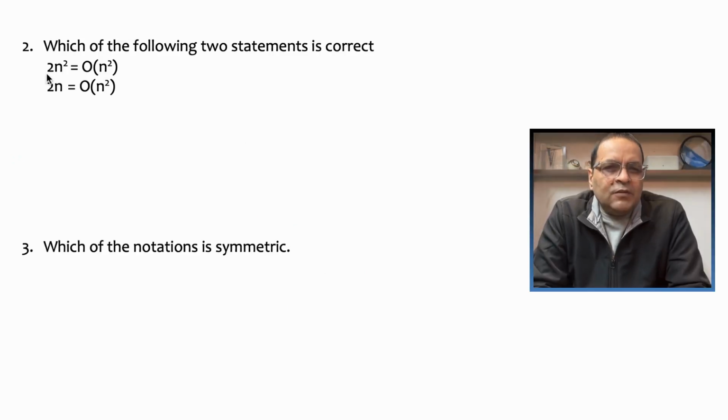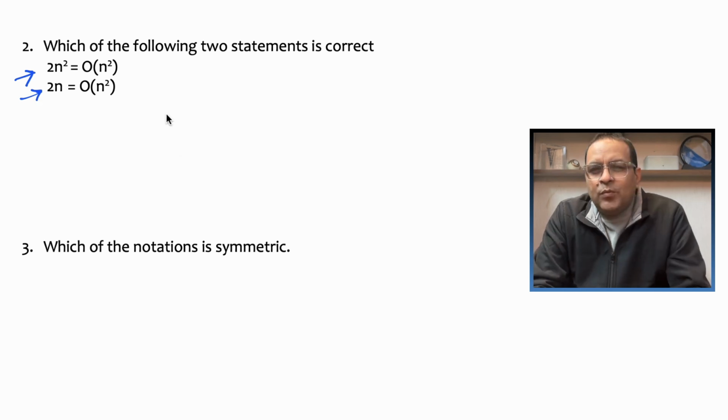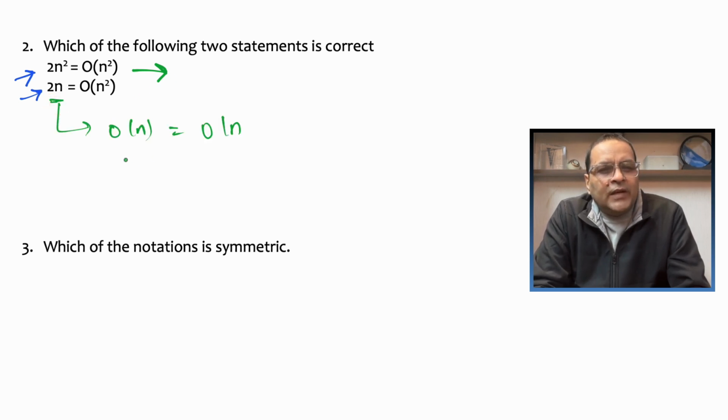Question number 2 is which of the following two statements is correct? The first statement is 2n square is big O of n square, and the second statement is 2n is big O of n square. Technically both of these statements are correct because 2n square is on the order of n square and 2n is on the order of n, and we know that on the order of n is also on the order of n square.